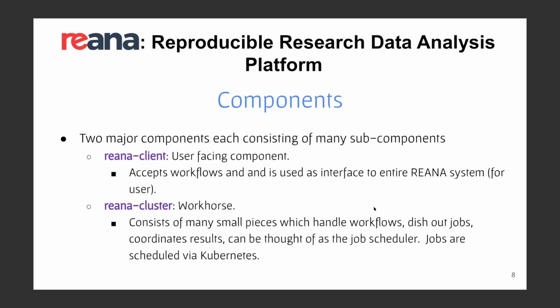And then there is the RIhanna cluster, and this is like the workhorse. It consists of many small pieces that handle the workflows. They split the jobs, they coordinate the results. And so you can sort of think about this as the job scheduler. And these jobs are scheduled via Kubernetes.